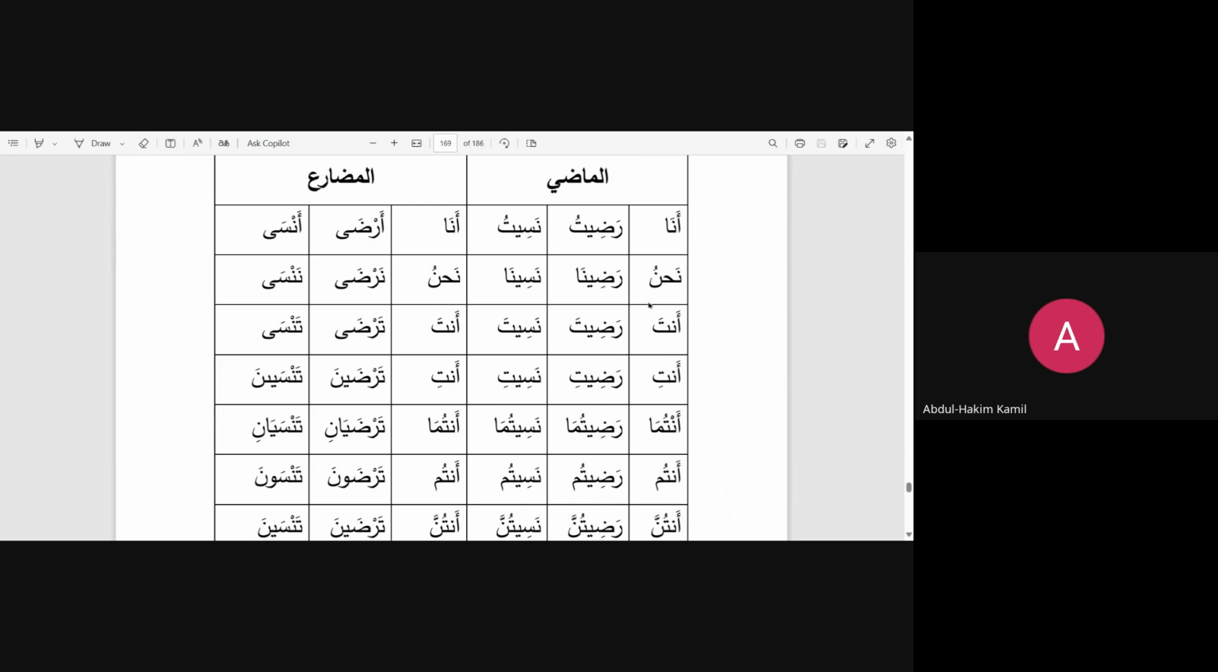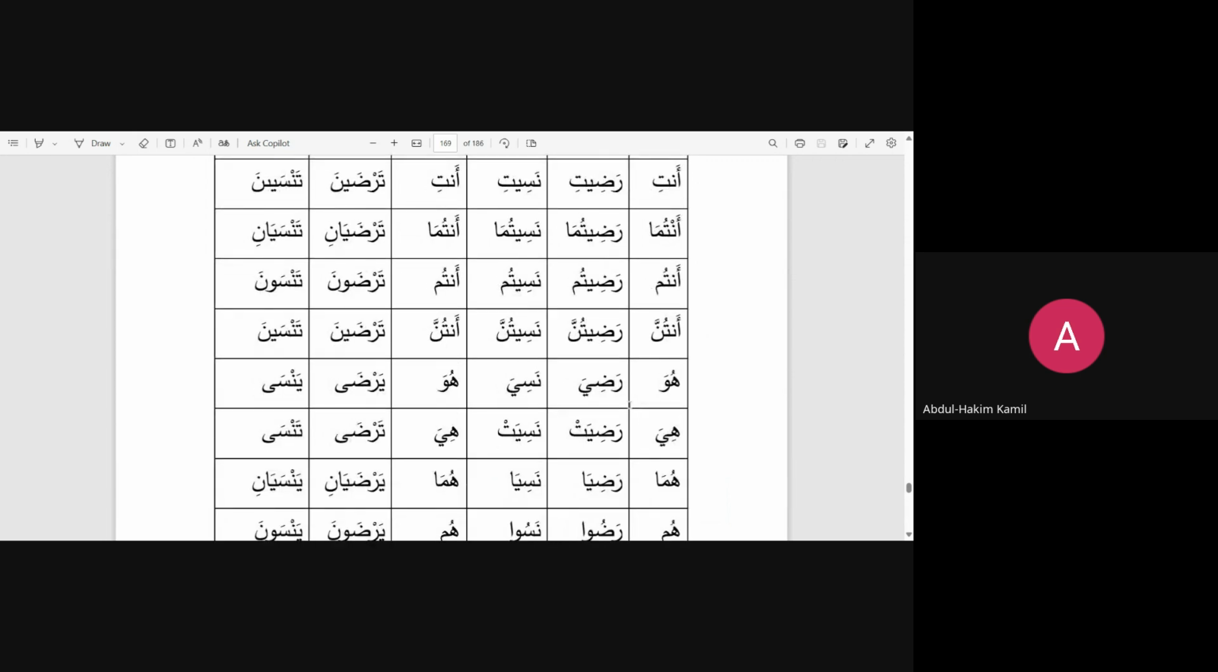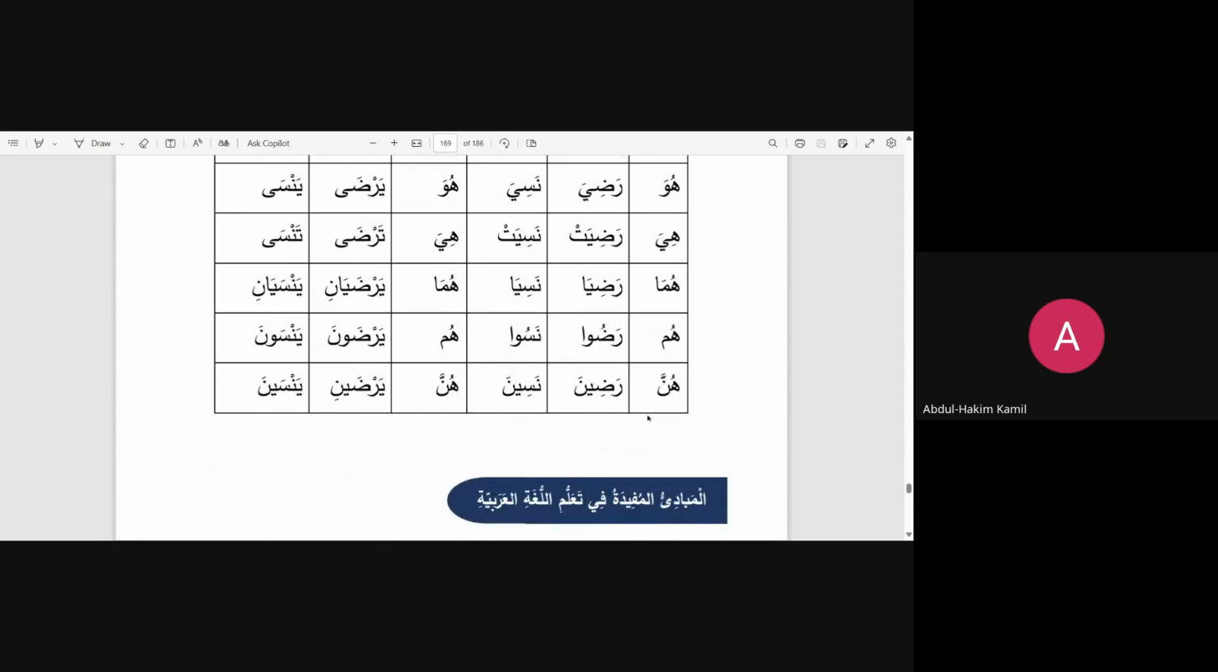Every single one has a kasra. Ana raditu, radina, radita, raditi, radituma, raditum, raditunna, radiya, radiyat, radiya, radu. What happened to the kasra? Listen, you have to forget the rules. You just have to see common sense. Why did it change to the dhamma? Because with the jama'ah, I got rid of that ya.